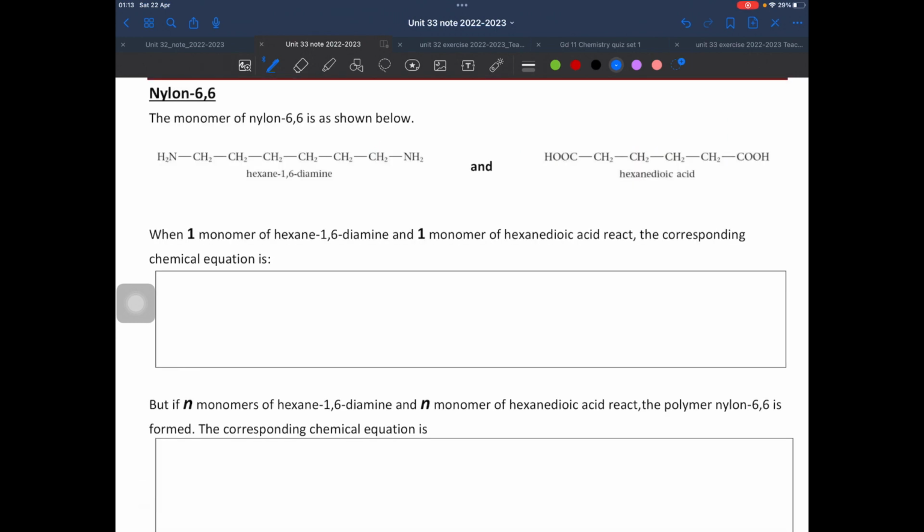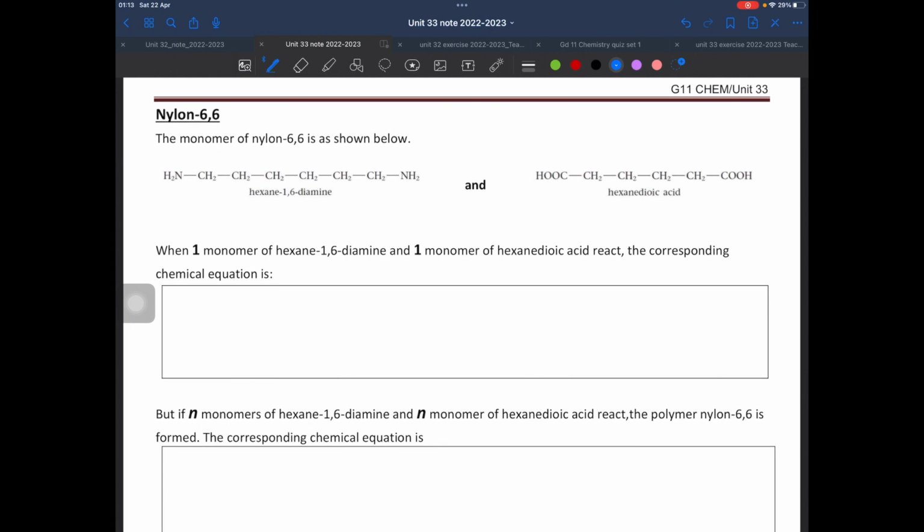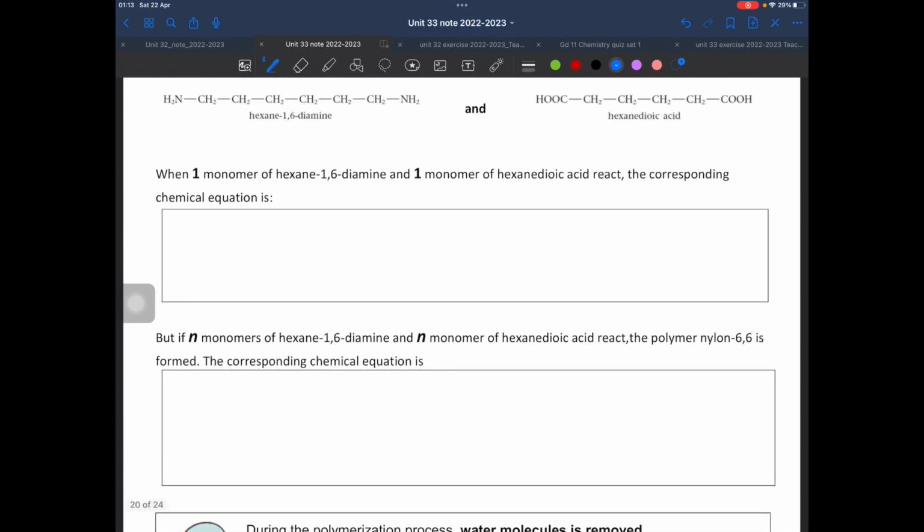And here shows. Again, please stop the video and complete writing the equations. First, what about when there is only one monomer of each type? So what will be the result? Please write down the chemical equation and what the situation will be when you get n monomers.